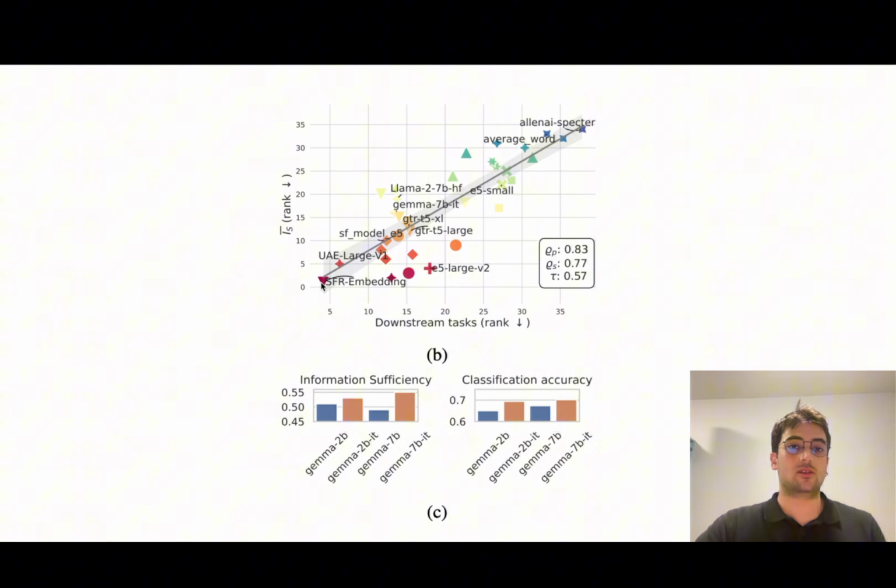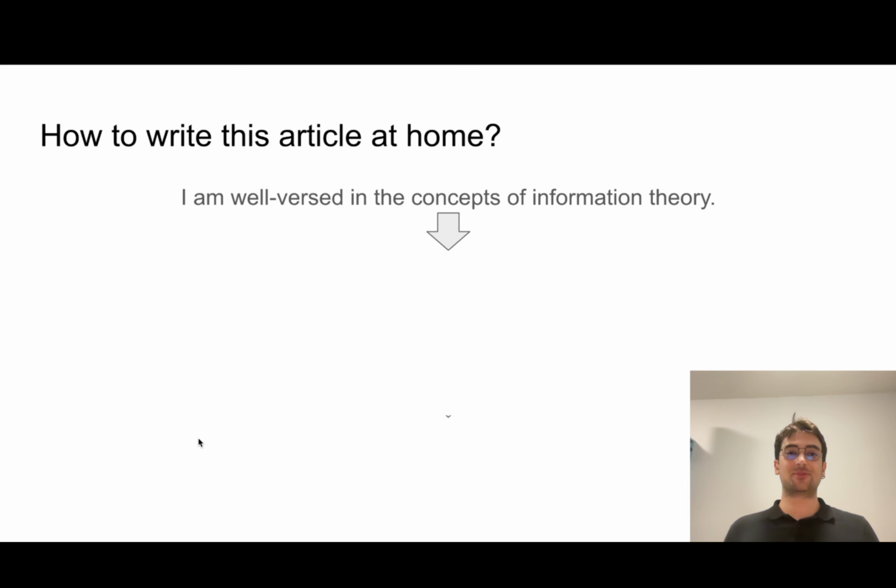And as I already showed you in a different setting, again there's a linear correlation or linear increase, right? And this is also an interesting graph. So let's say you have Gemma 2B, and then you fine-tune it with the Italian language. The classification accuracy increases, and when classification accuracy increases, the information sufficiency also increases. So yeah, nice. We read and understood the NeurIPS paper.